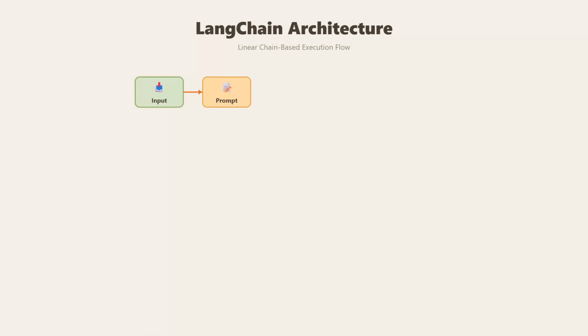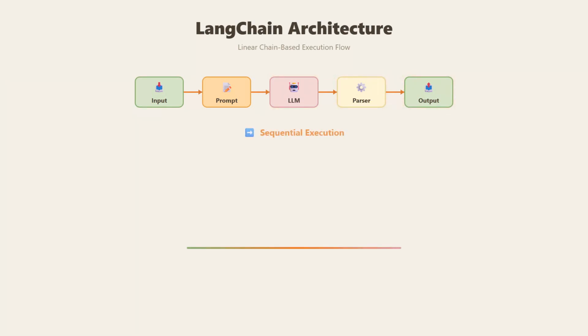The execution flow in LangChain follows a linear, chain-based pattern. Your input comes in, gets processed by a prompt template that formats it appropriately for the LLM, then the LLM generates a response, an output parser extracts the relevant information, and finally, you get your response. This flow moves in one direction, from input to output, with each step happening in sequence. This is what we call sequential execution. It's predictable, easy to debug, and perfect for straightforward tasks.